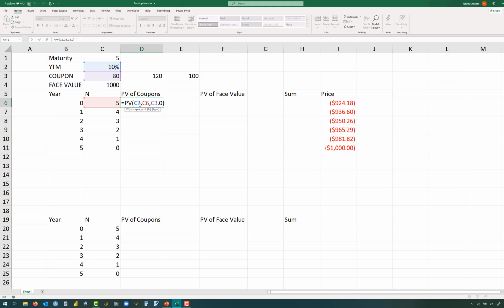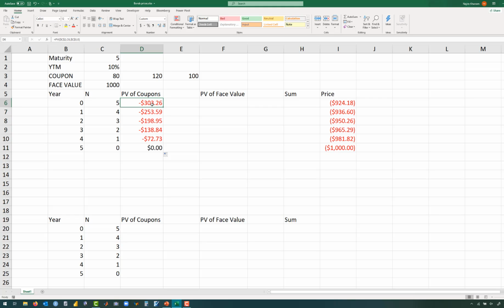To do that, let's fix a few things. The yield to maturity, we're assuming, will not change. It will remain constant at 10%. This N will change over time, so I don't want to fix that. And then your coupon payments are not changing. And that's 0, so it's going to stay as it is.